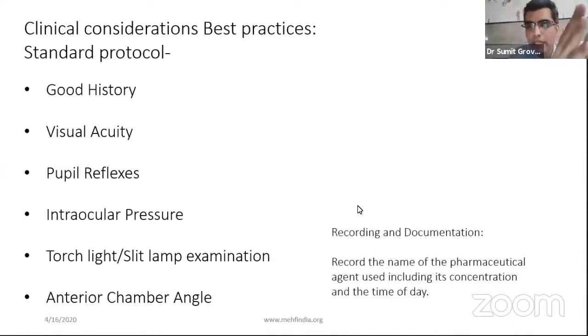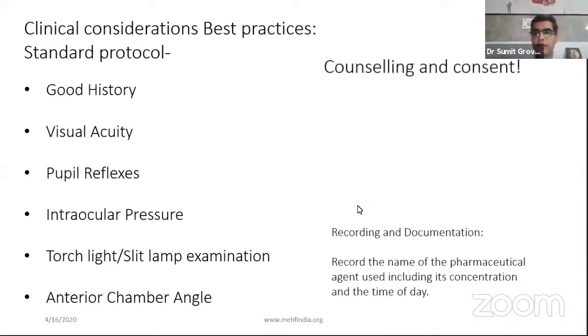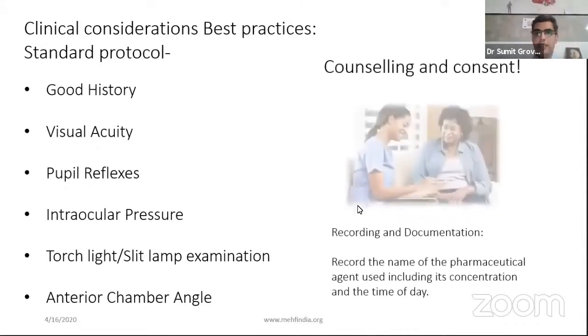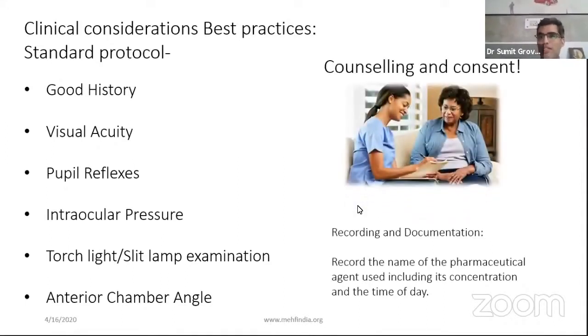Now, after having known all these things, I think we should have our own clinical considerations, and we should develop our own best practice and standard protocols. So we should take a good history, visual acuity, pupillary reflexes, intraocular pressure, torchlight examination, or the slit lamp examination, which is best, and the anterior chamber angle. Recording and documentation is very important. Record the name of the pharmaceutical agent used, including its concentration and time of the day. Counseling and consent is very important. And always wear a smile on your face when you are counseling and taking consent.